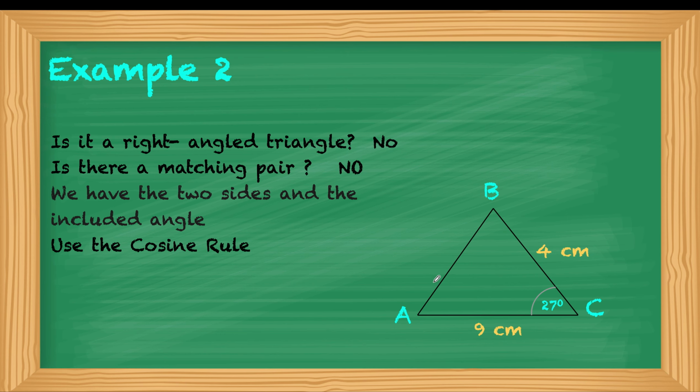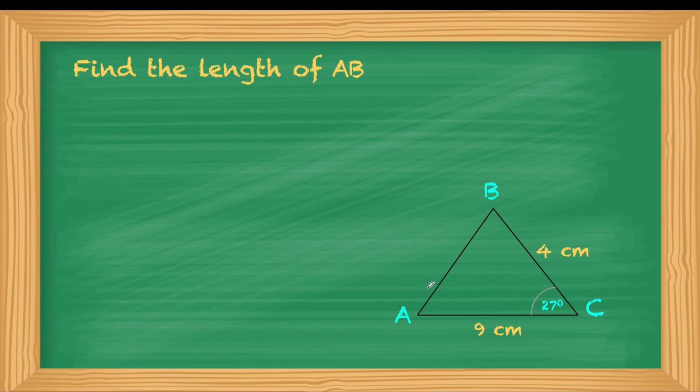So we have two sides and an included angle. So we're going to use the cosine rule. Now we want to find AB, which is the same thing as common C, right? Because the angle C would form a length of common C. So we're going to write our formula. So we'll have c squared is equal to a squared plus b squared minus 2ab cos C.